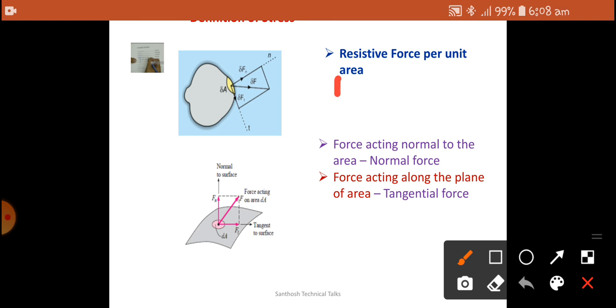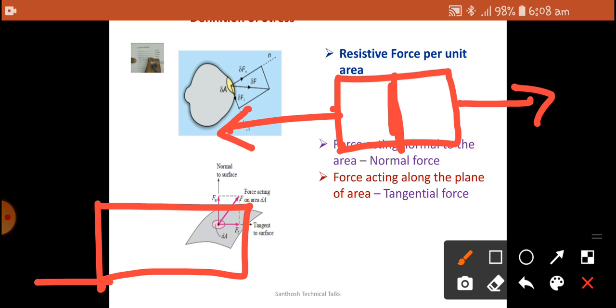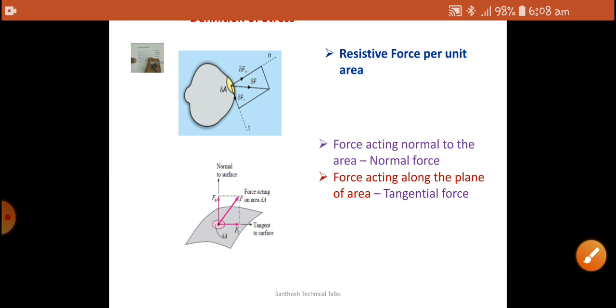Let me explain. Consider this is a body, and here is an area. If the force is acting like this, this is called a normal force. Say this is a body, here it is fixed, and if the force is acting along the area, either in this direction or in this direction, then it is called a tangential force. I hope you have understood.